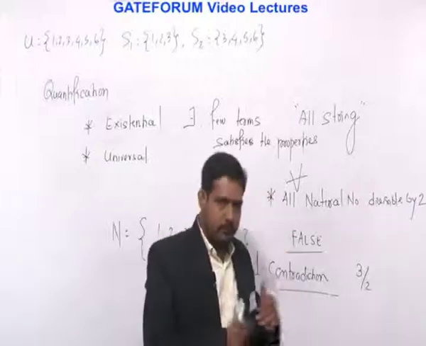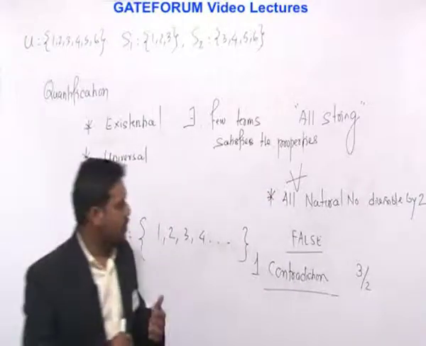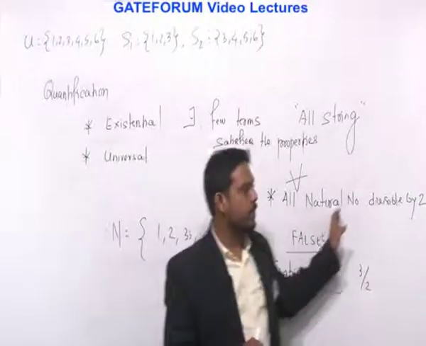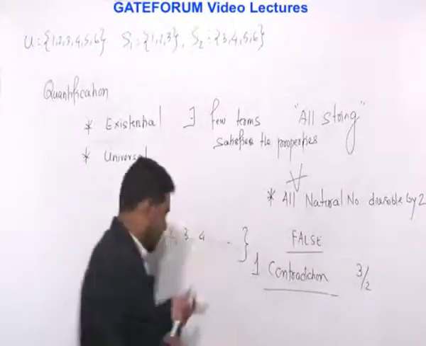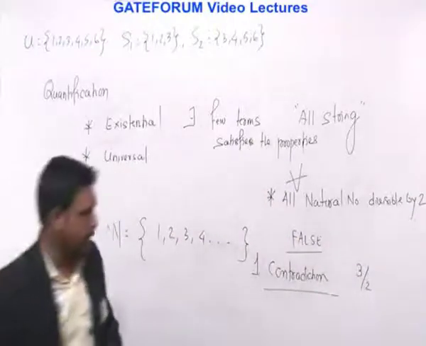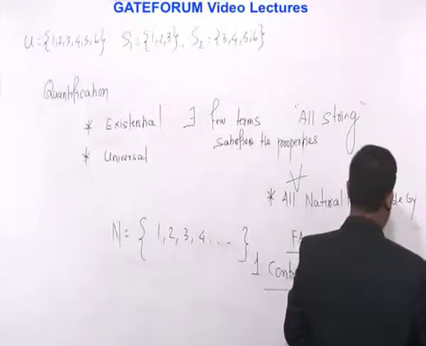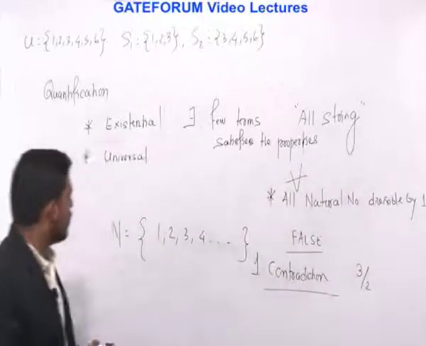The statements of the options of a GATE question will claim that all strings satisfy something, and what you have to do is find a contradiction. Like here, all natural numbers divisible by 2 is false. Why? 3 divided by 2. Whereas you will never get any contradiction if I say divisible by 1. Yes, it is true, so no contradiction exists.